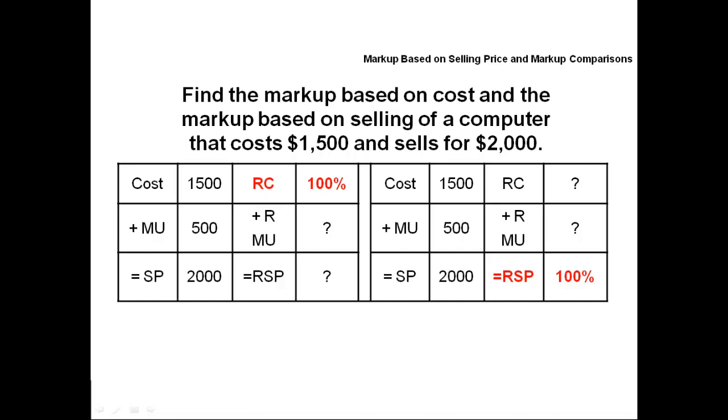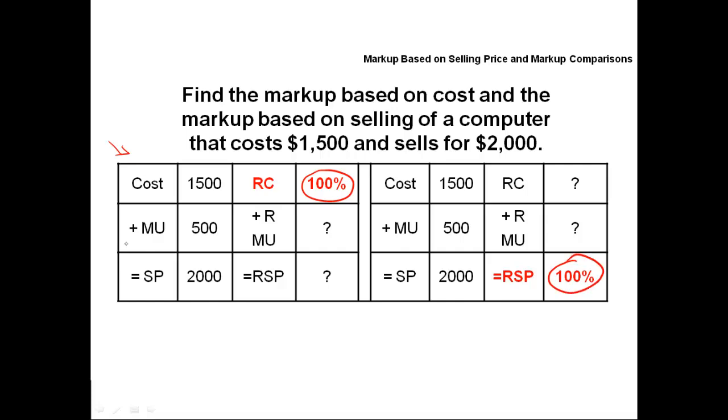Find the markup based on cost and the markup based on selling price of a computer that costs $1,500 and sells for $2,000. So this is a side-by-side problem. This was the previous section where we did markup based on cost, and I know that because the cost is 100%. The one on the right is markup based on selling price, and I know that because that is 100%.